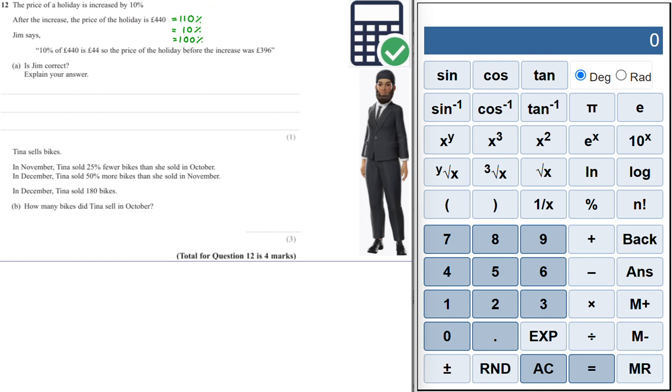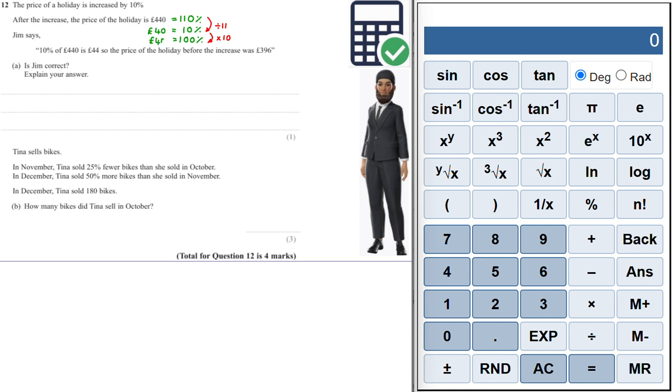We need to divide by 11, and then we need to multiply by 10, and then follow exactly the same process on the other side. 440 divided by 11 will give you £40. I beg your pardon. And 40 times by 10 will give you £400.